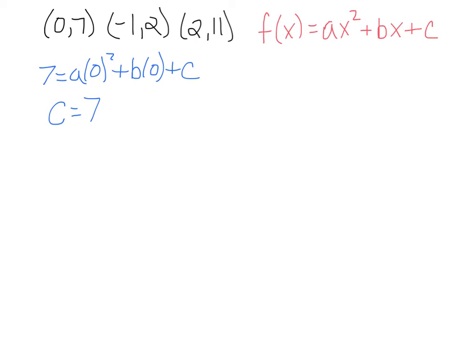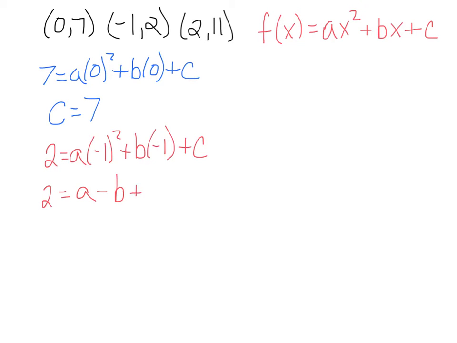Now we're just going to move across to use the point negative 1, 2. 2 is our y value, and that equals a times negative 1 squared plus b times negative 1 plus c. We're going to substitute c as 7, so we'll have 2 equals a minus b plus 7. Subtract 7 to the other side, and have negative 5 equaling a minus b. Now, we can't simplify this further like we did on the previous example because there is not a number that goes into all 3 of these terms. So this is the one we're going to use right here.